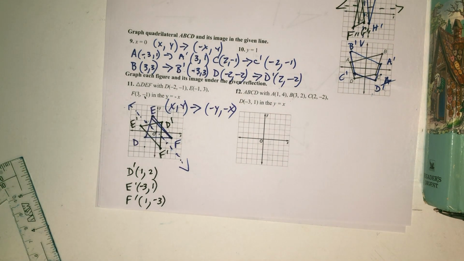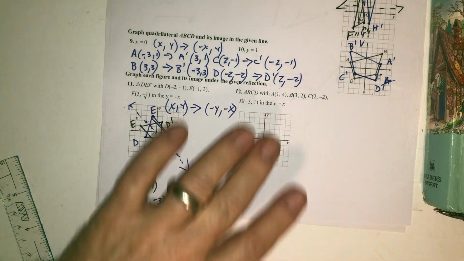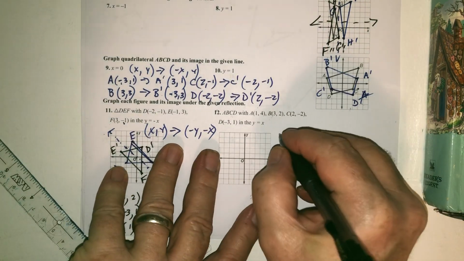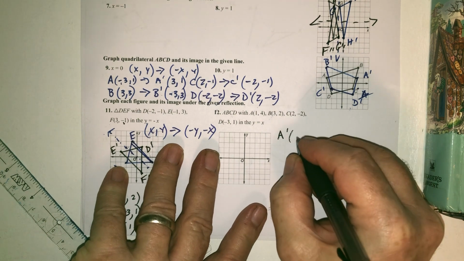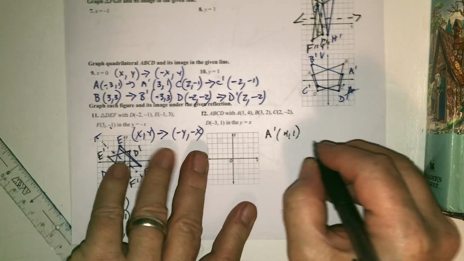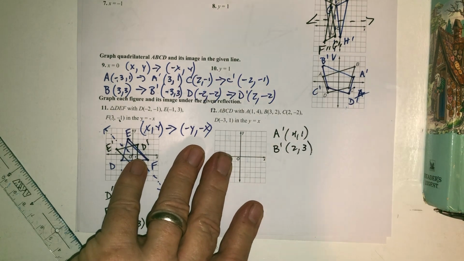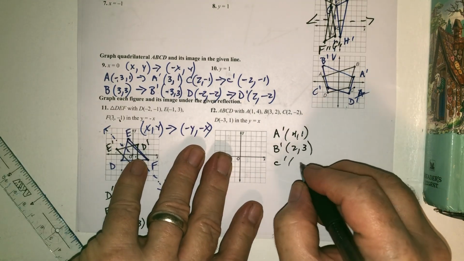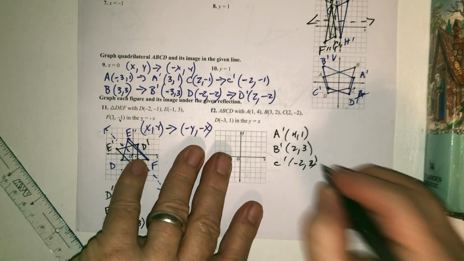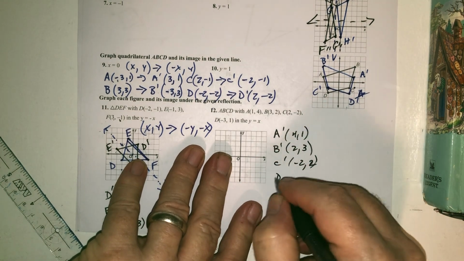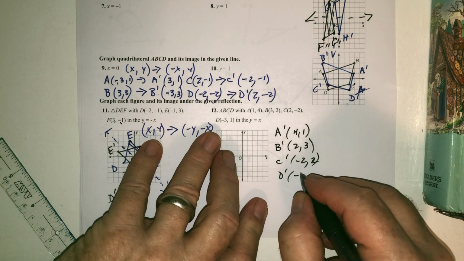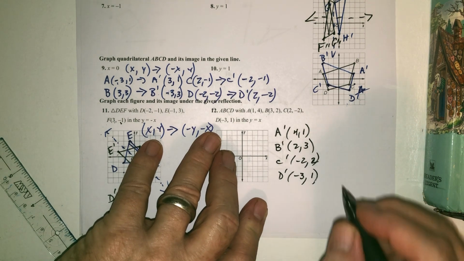All right, let's go to number 12. In number 12, we are going to transform those about the line y equals x. And if you remember, that's the rule where you just switch the roles of the x and y. So A prime would have coordinates of 4, 1. B prime would have coordinates of 2, 3. C prime would have coordinates of negative 2, 2. Oops, that's 2. Okay. And D prime will have coordinates of negative 3, positive 1.